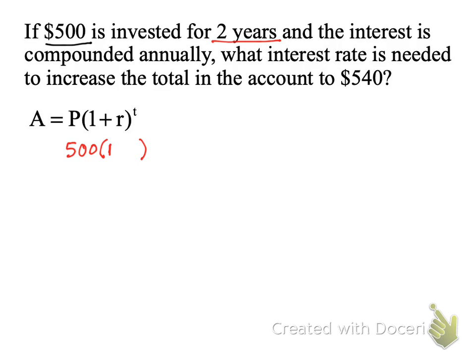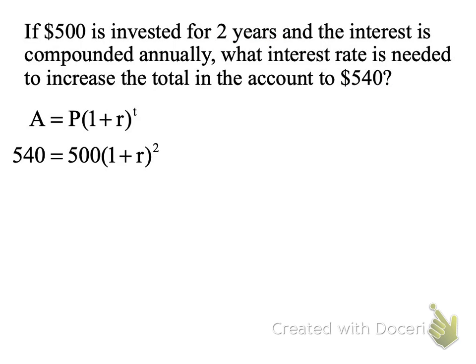T. It's the exponent. Okay, equals. Now, what interest rate is needed to increase the total account to 540? Where does 540 go? A. That's your A. Okay, and so what are we looking for? Our interest rate. See how they did it.